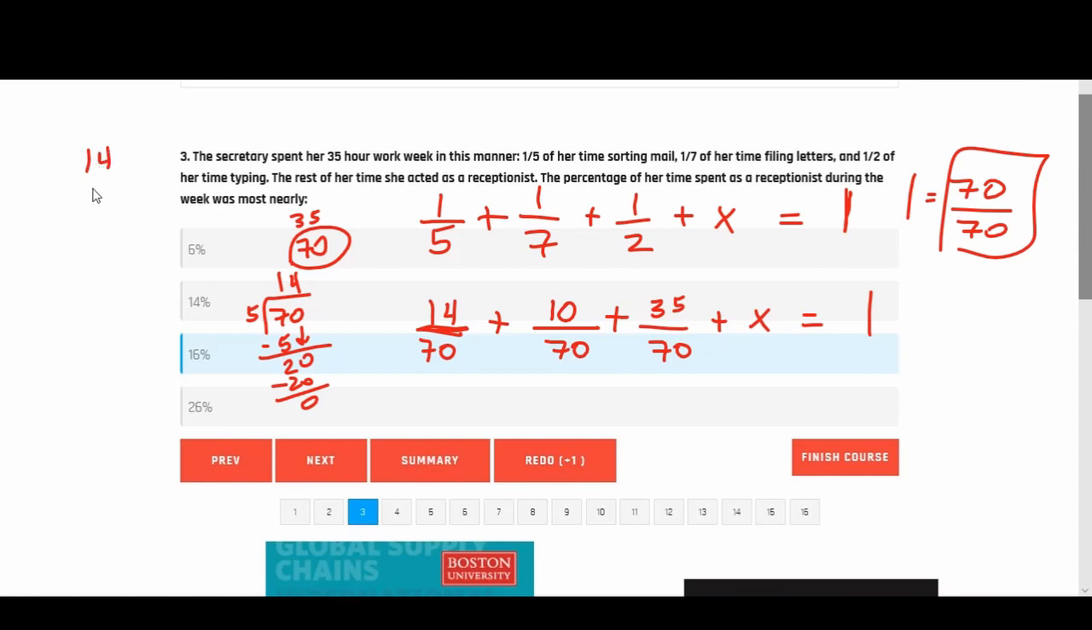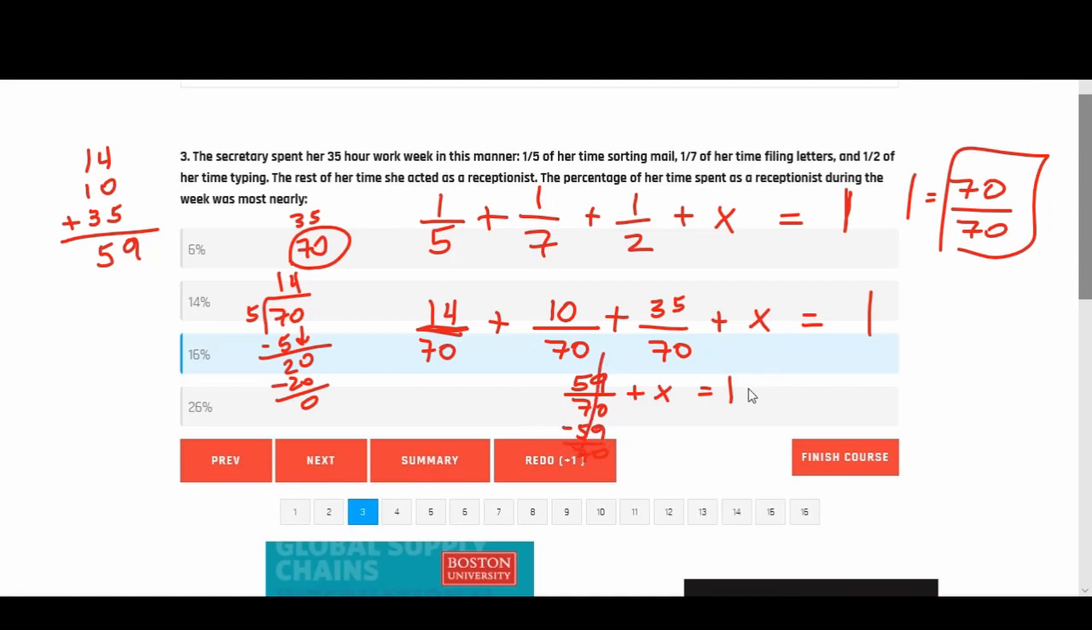And I'm going to do that off to the side here, since it's not necessarily easy to do it in your head. 4 plus 5 is 9. 1 plus 1 is 2. Plus 3 is 5. So all this is 59 over 70 plus x equals 1. At this point, we're trying to solve for x. So what I'm going to do is subtract 59 over 70 from both sides.